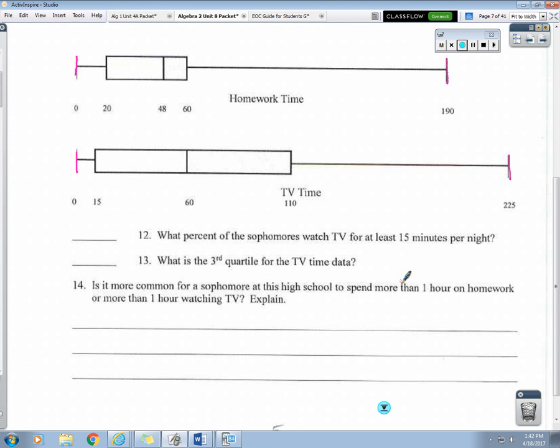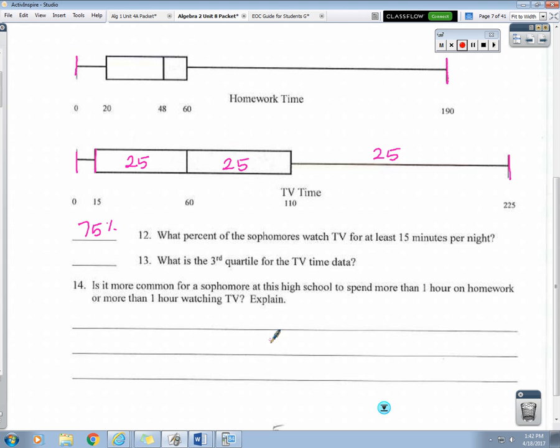What percent of sophomores watch TV, so focus on this one, for at least 15 minutes per night? 75%, because at least 15 would be 15 or more. And look, 25%, 25%, 25%. 15 or more is everything from here over, so that's 75%.